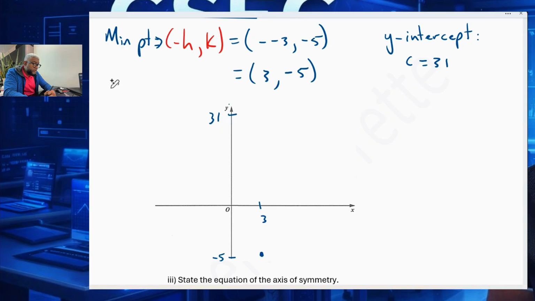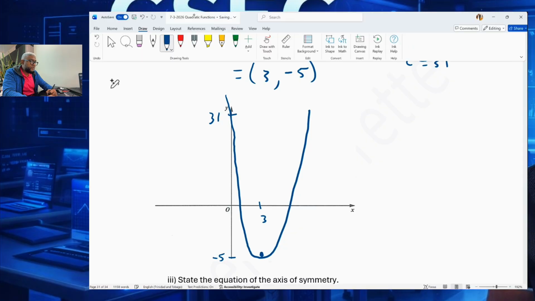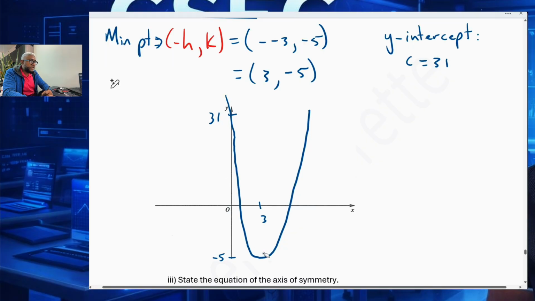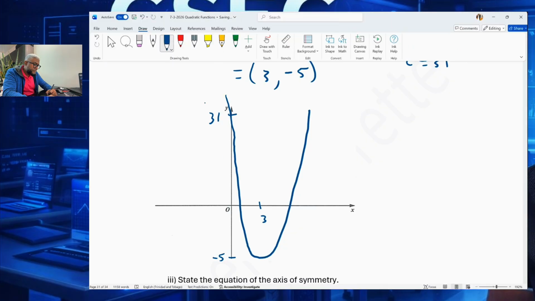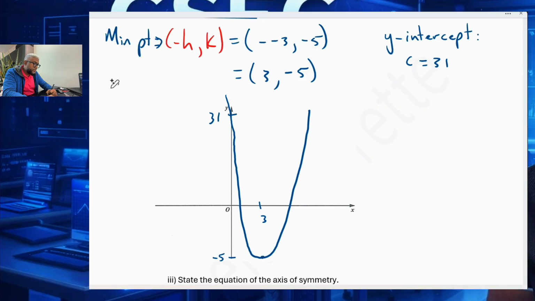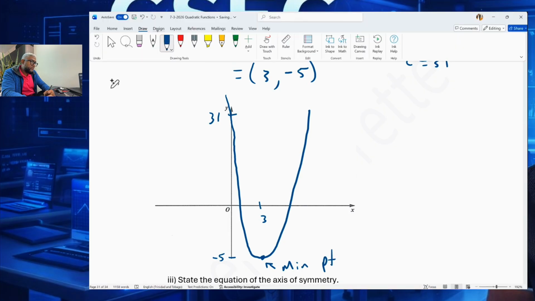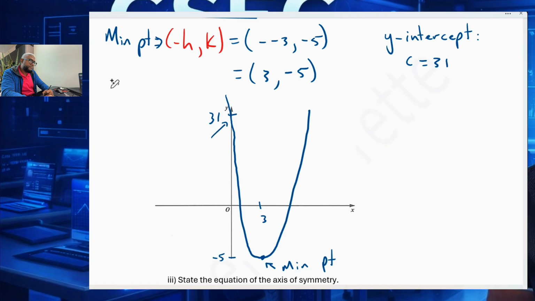So we come down. I missed it, and I think we should fix that. What are we doing? We just move the point down, that's all. So you have your minimum point and you have your y-intercept.